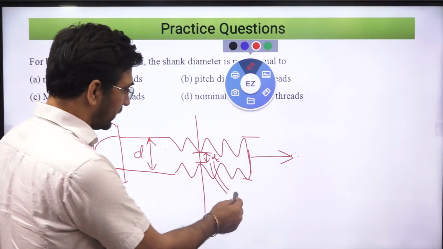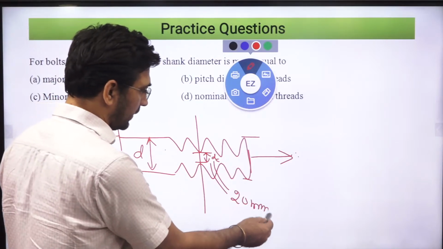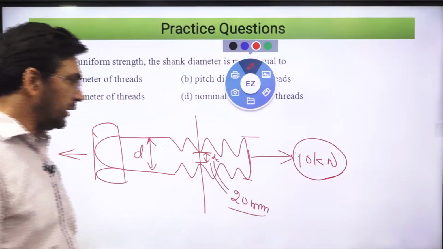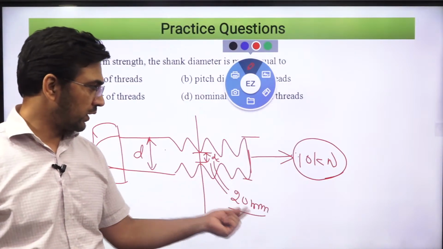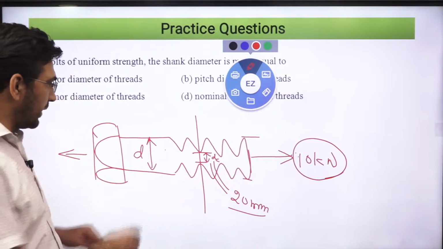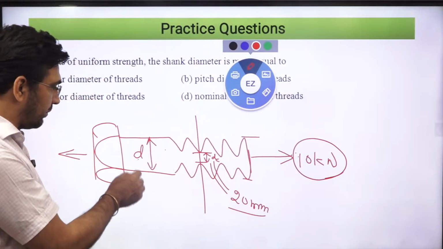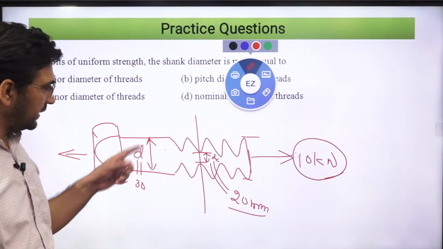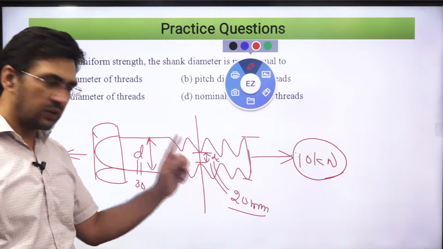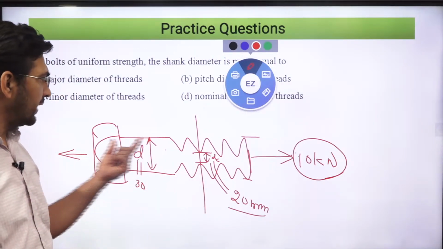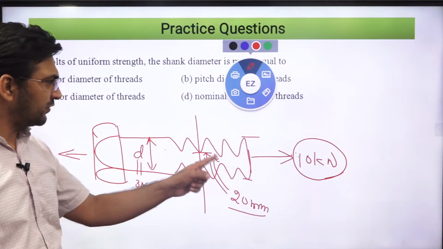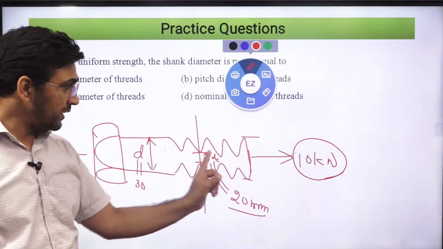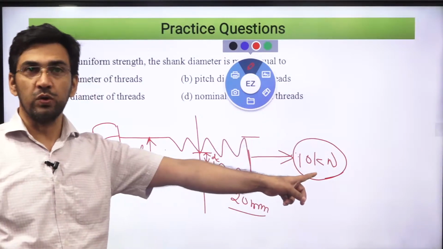So let's say you have decided that 20 mm is the core diameter for a particular load of 10 kilonewton. The maximum load that you're going to apply is 10 kilonewton. Corresponding to that, you need this core diameter. Now, if this is 20 mm and this diameter is larger, say hypothetically 30, then obviously the stress induced here will be less than this one. So why should I provide additional material here when I have sufficient material at the core section which can sustain this load? It means a 20 mm core diameter can sustain this much load.